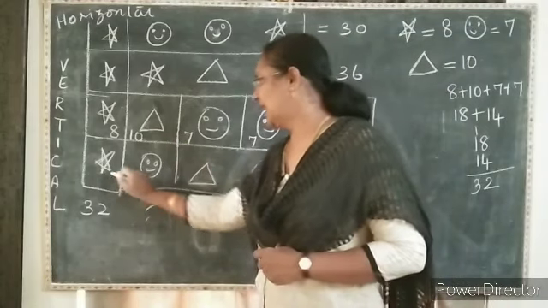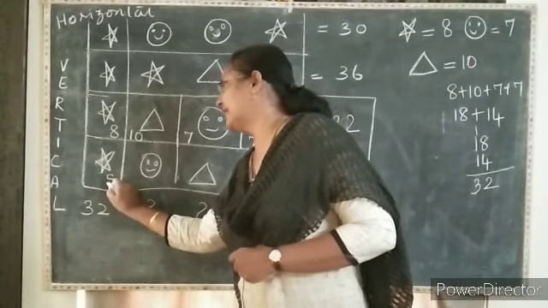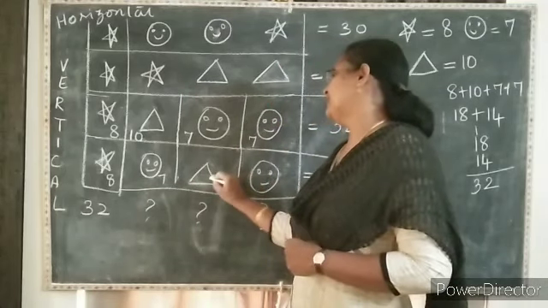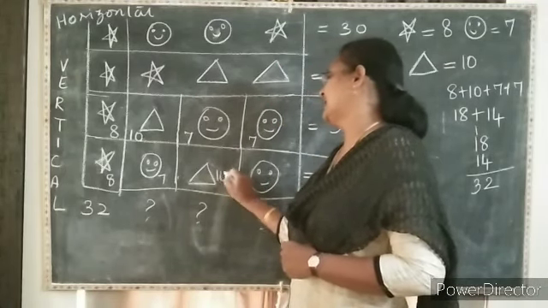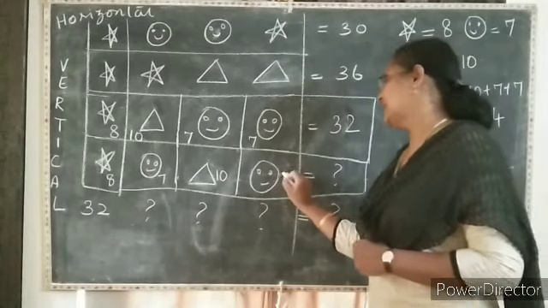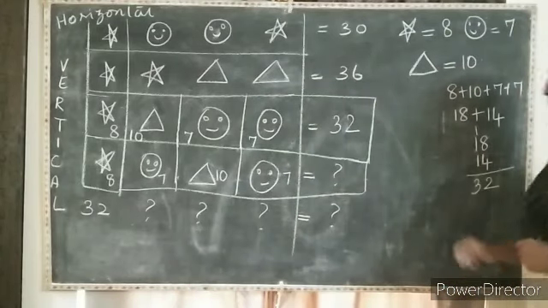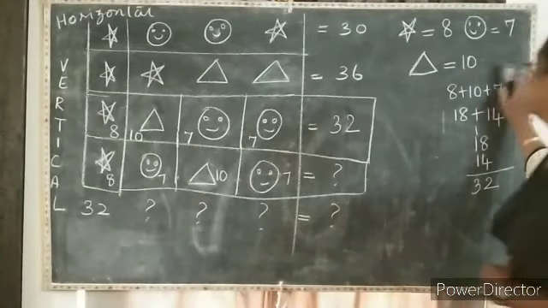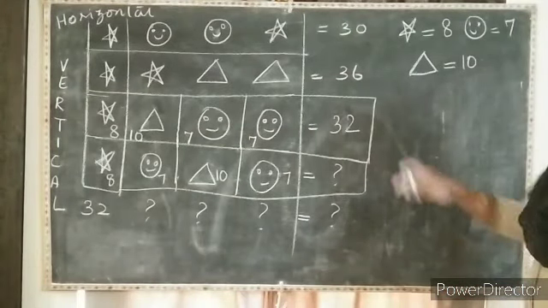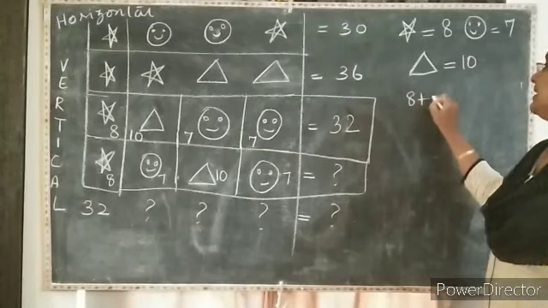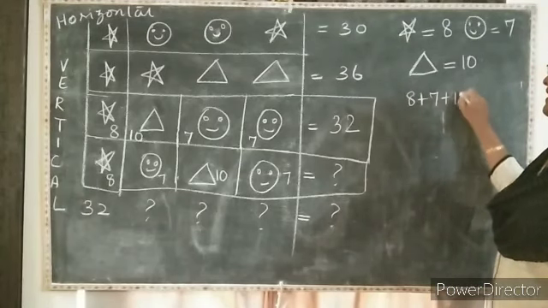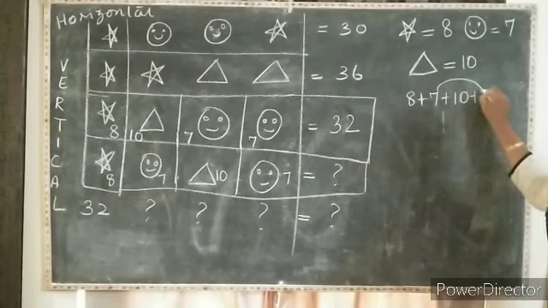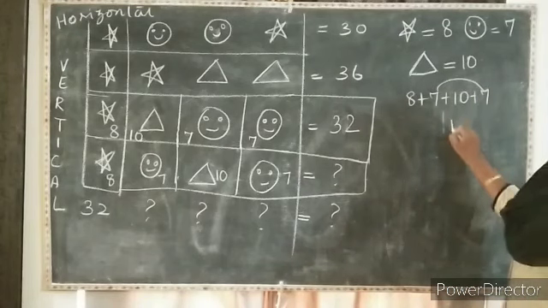The same way I am going to find the answer for this. Now the value of this is 8. The value of the smiley is what? 7. The answer for this triangle is how much? 10. Again the value of the smiley is what? 7. Now I am going to add all these numbers and find the answer. Now what is that? 8 plus 7 plus 10 plus 7. Yes or no?